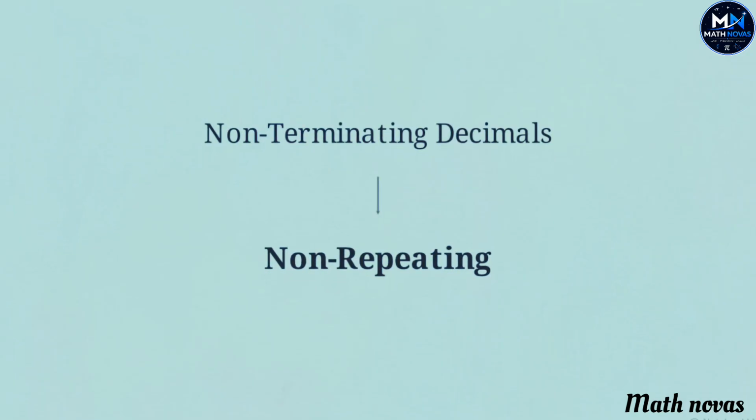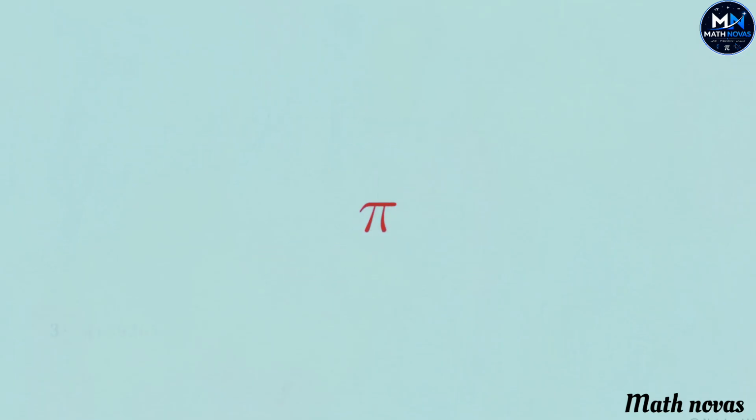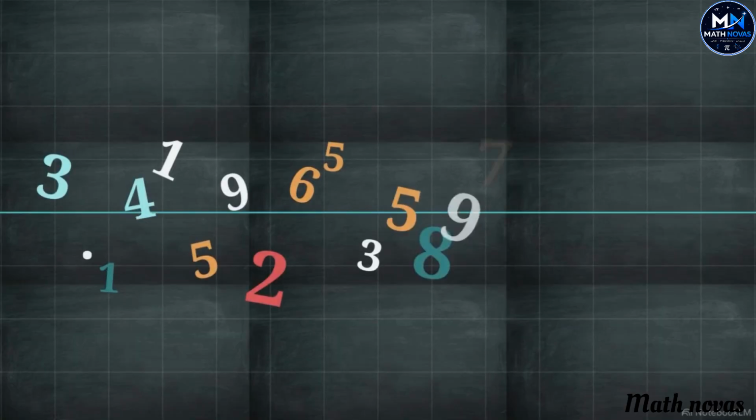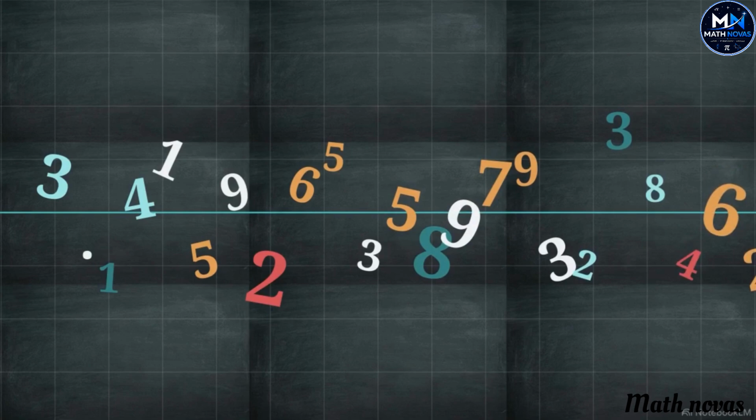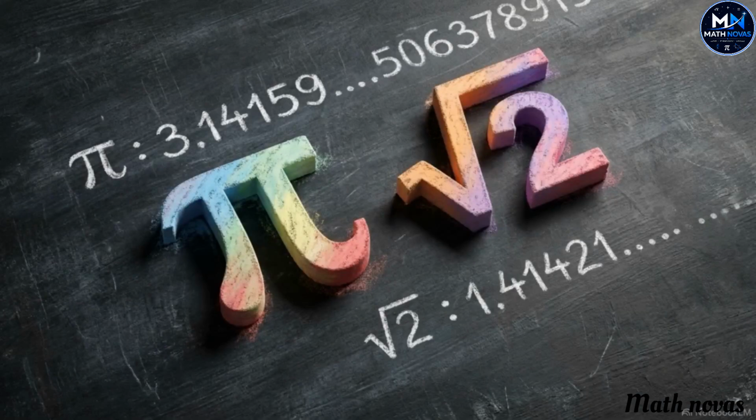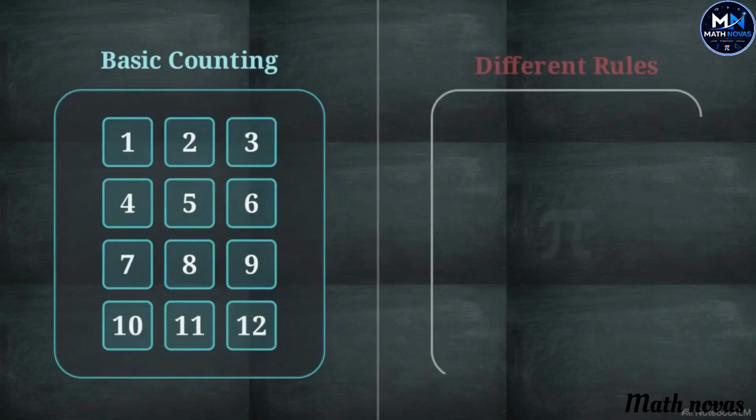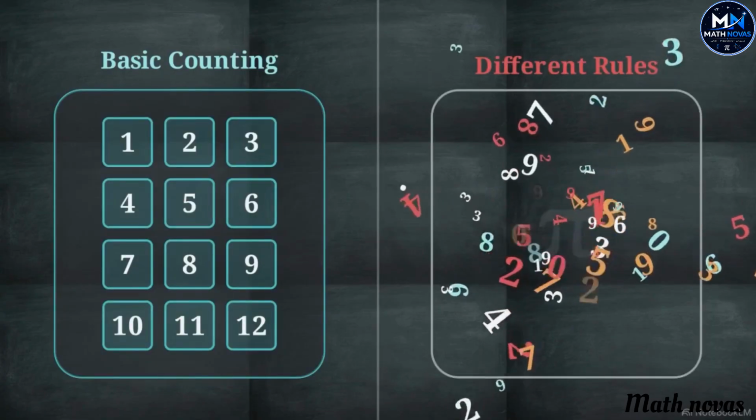The second branch contains non-repeating decimals. Have you ever tried to imagine a number that stretches on forever but never settles into a predictable pattern? These are called irrational numbers. They form a unique and complex category in mathematics, operating under a completely different set of rules than the numbers we use for basic counting.